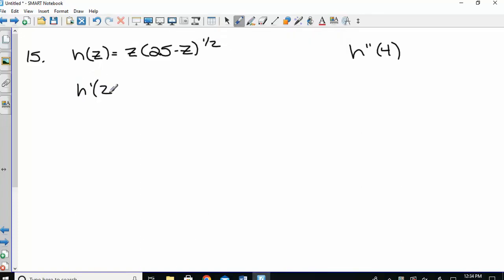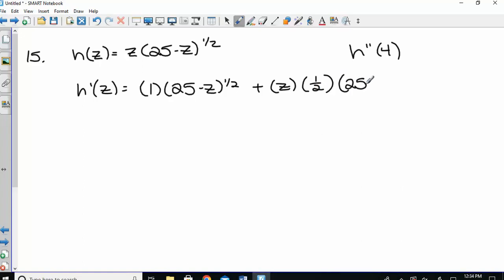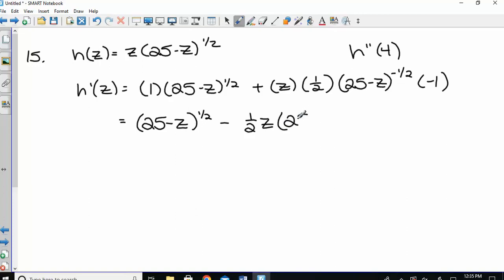So, derivative of the first, so the derivative of z is 1 times the second, plus the first, z, derivative of the second. So the 1/2 comes down, inside stays the same, subtract 1 from the power, times derivative of the inside. So the first derivative, we get 25 minus z to the 1/2 minus 1/2 z times 25 minus z to the -1/2.